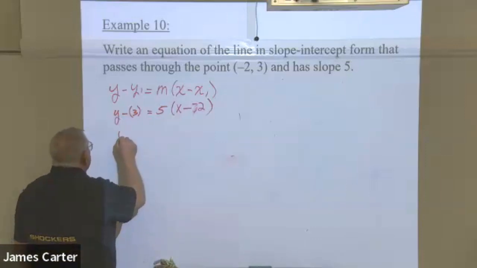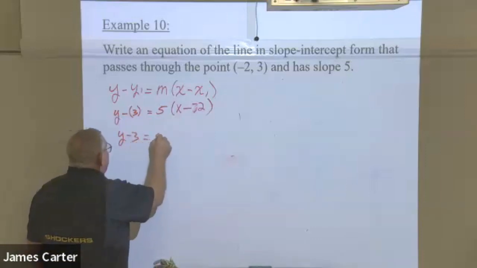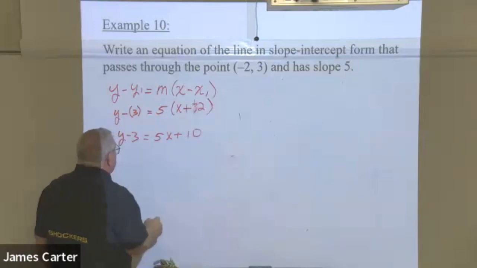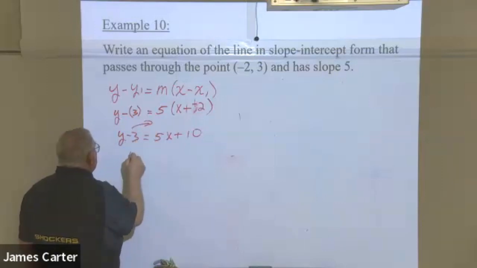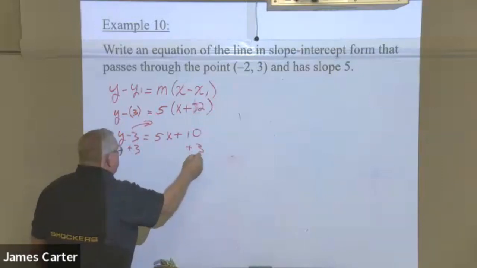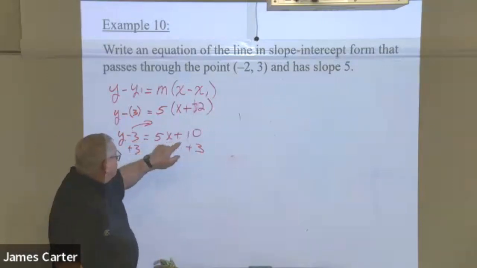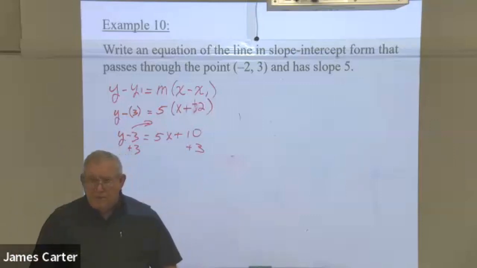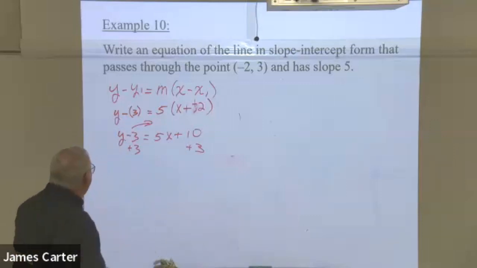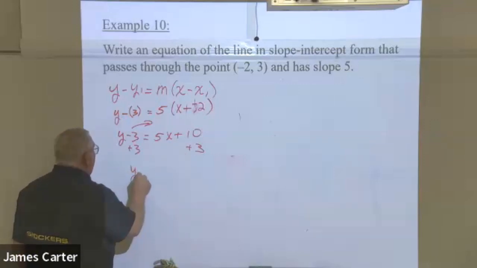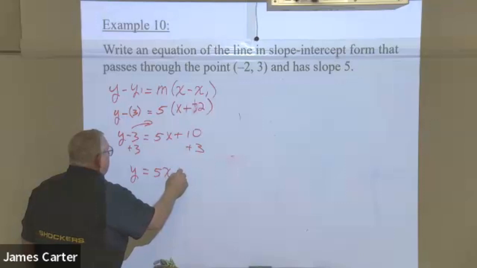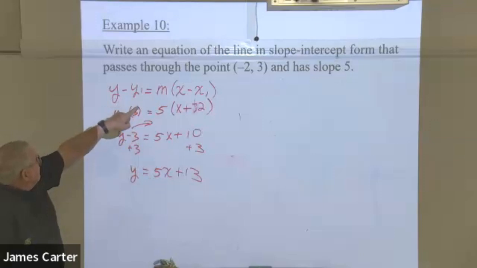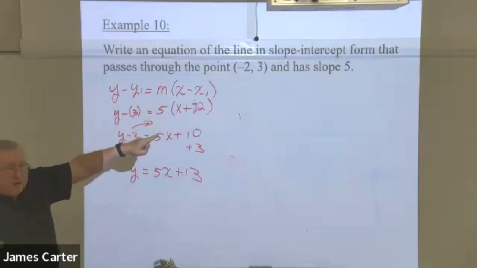Okay, here, so I've got y minus 3 equals 5x plus 10. Okay, I'm going to take this 3 over to the other side, plus 3 plus 3. By the way, if either one of these two numbers are a fraction, then you're going to have to play the common denominator game. Okay. Well, in this case, they're not. So I've got y equals 5x plus 13. That is my slope-intercept form equation.